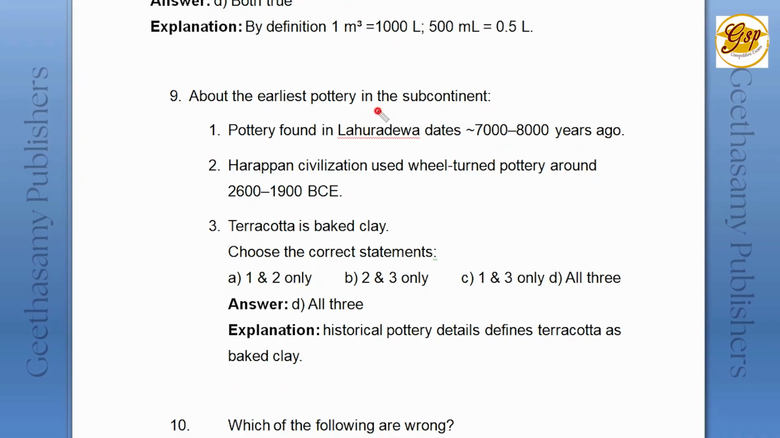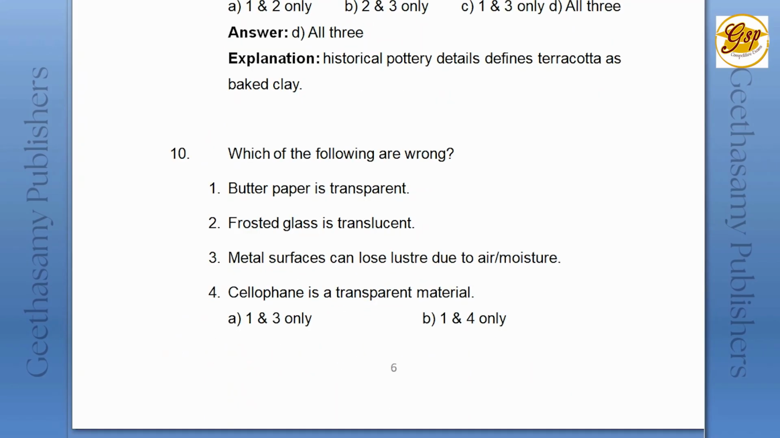About the earliest pottery in the subcontinent: pottery found in Lahuradeva dates 7,000 to 8,000 years ago. Harappan civilization used wheel-turned pottery around 2600 to 1900 BC. Terracotta is baked clay. Choose the correct statements. 1 and 2, 2 and 3, 1 and 3, or all the 3. The correct answer is all the 3. The historical pottery details define terracotta as baked clay. Right? Fine. Next is the 10th question.